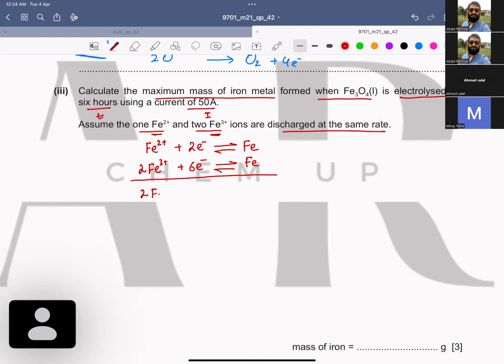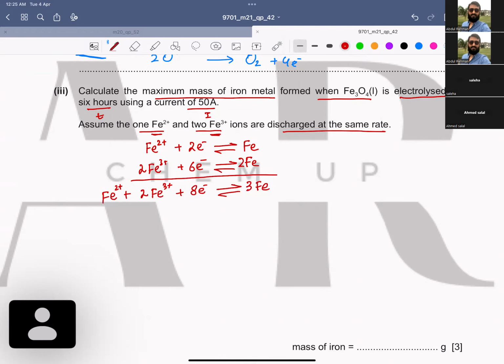So if you look, the net half equation would be 2 Fe3+ ions, 1 Fe2+ ion, and 8 electrons forming 3 iron metal. Is this equation clear to everyone?